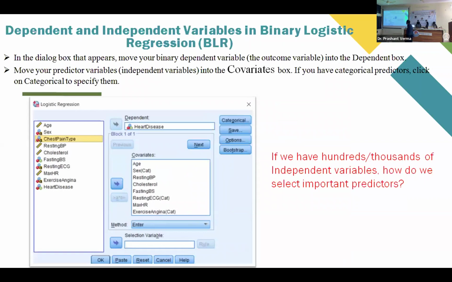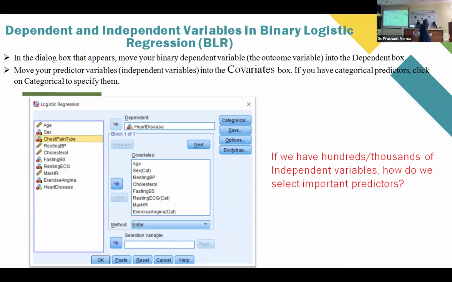In the second window you can see the dependent variable and covariates. Covariates are nothing but your regression or independent variables. So in the case of logistic regression, the dependent variable will be a binary class variable and the independent variables can be continuous or categorical, or both. We can see age is there, sex is there, so we have categorical and continuous variables as well.